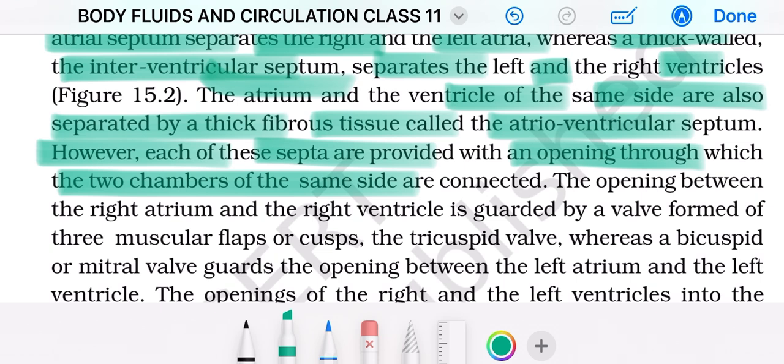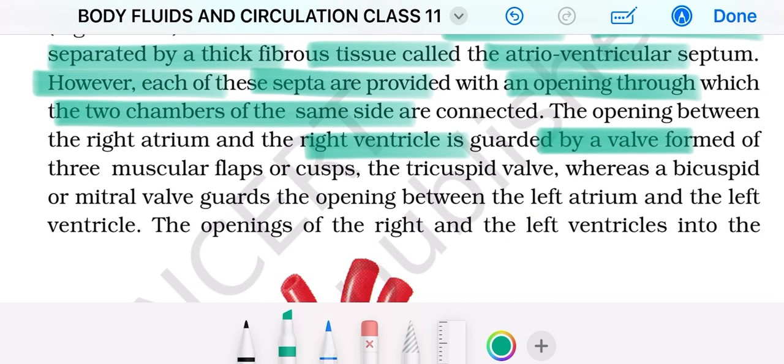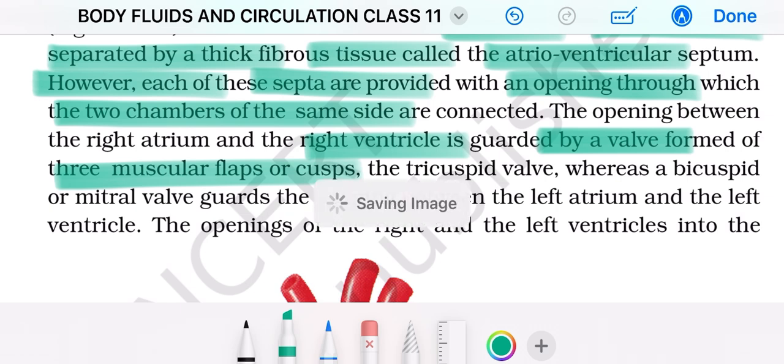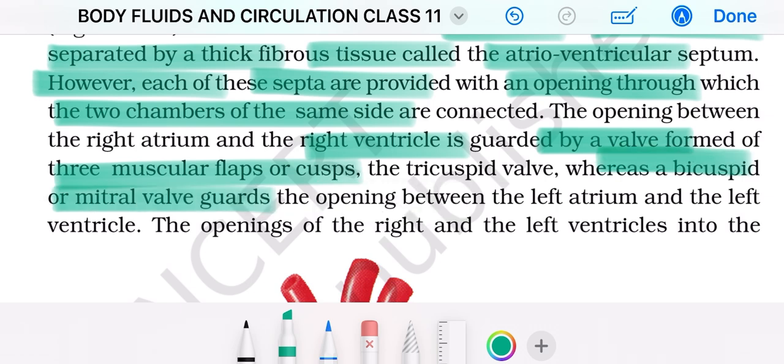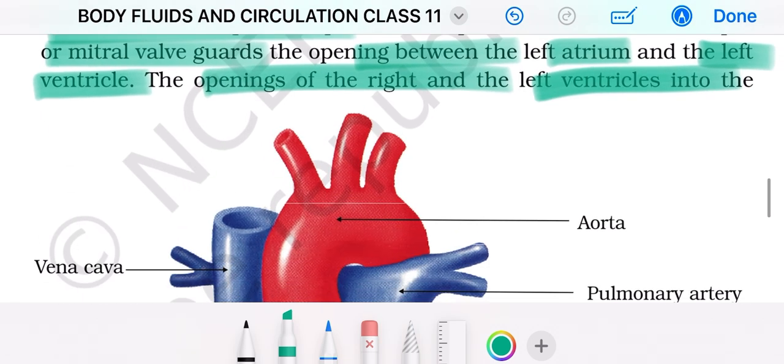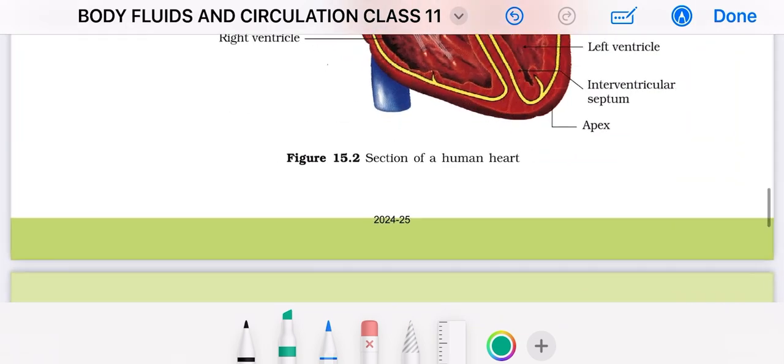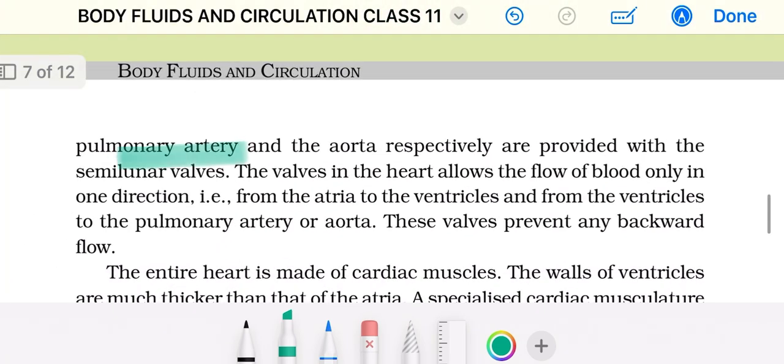The opening between the right atrium and right ventricle is guarded by a valve formed by three muscular flaps or cusps, that is the tricuspid valve, whereas a bicuspid valve or the mitral valve guards the opening between the left atrium and the left ventricle. Openings of the right and left ventricles into the pulmonary artery and the aorta respectively are provided with the semilunar valves.